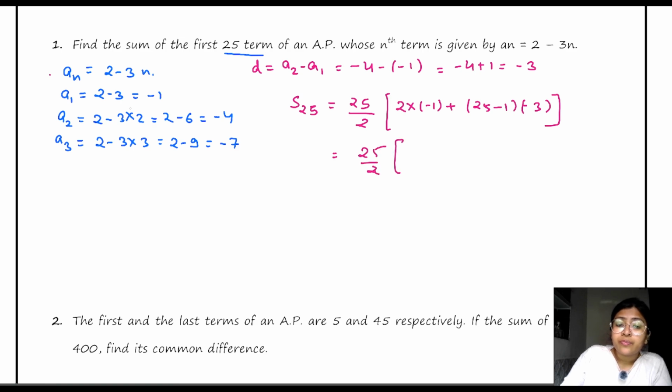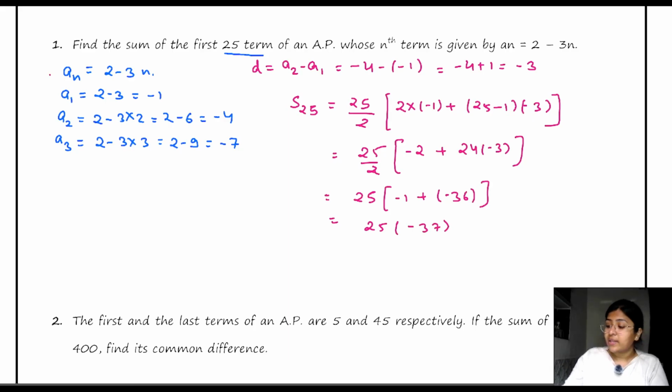Solve the terms. So minus 2 plus 24 into minus 3. So if you take 2 common, it will be 25 into minus 1 plus 12 into 3. Yes, it will be 12 here, and 12 into 3, 36, minus of 36. If you simplify it more, 25 minus 37. Yes, multiply these two terms. What will be the answer? 25 into 37. Yes, so the correct answer is minus 925.